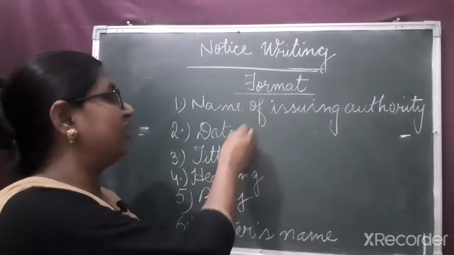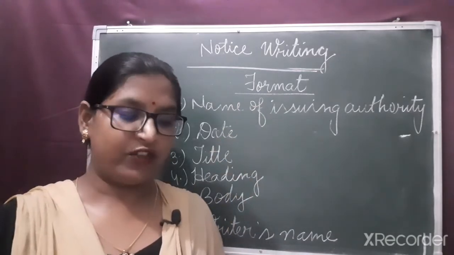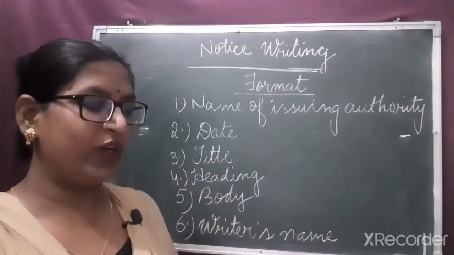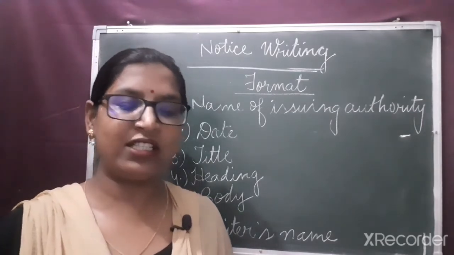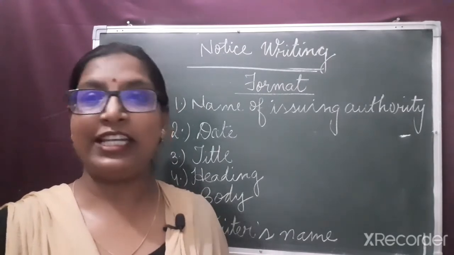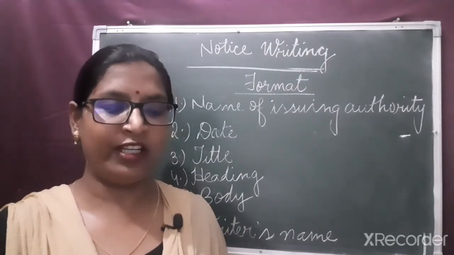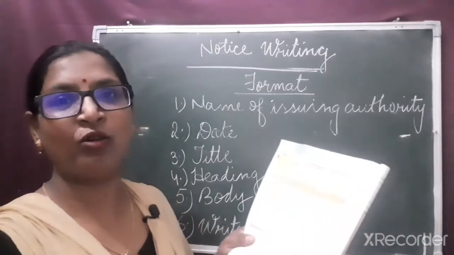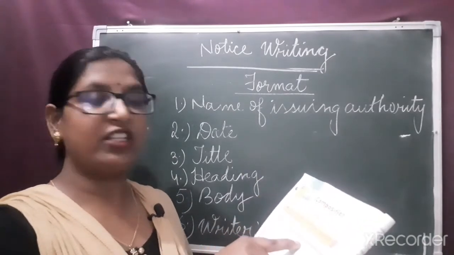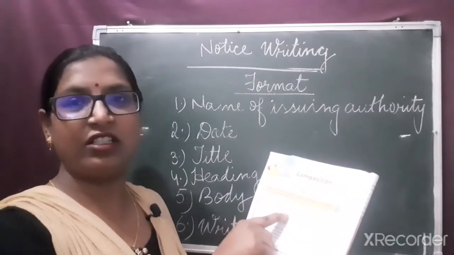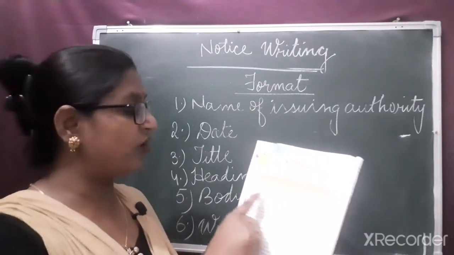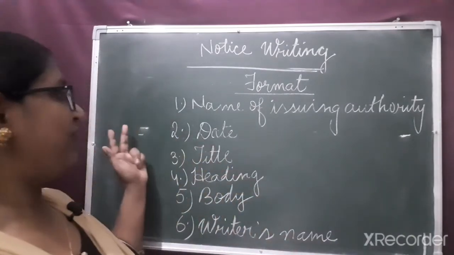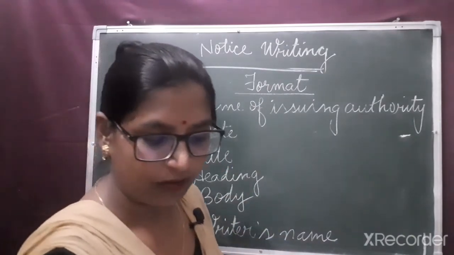After that comes the date. After the name of the issuing authority, on the left hand side, we write the date on which the notice has been published. Date is an important aspect of it, since these documents stay as records. You can see here in your book, soon after the name of the issuing authority comes the date, and that we write at the left hand side of the page.